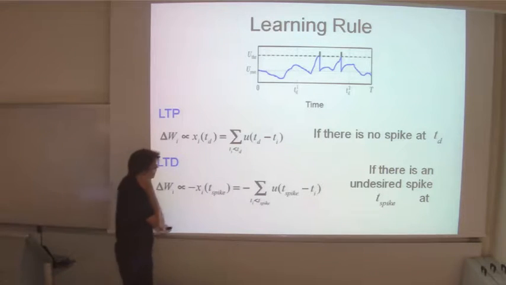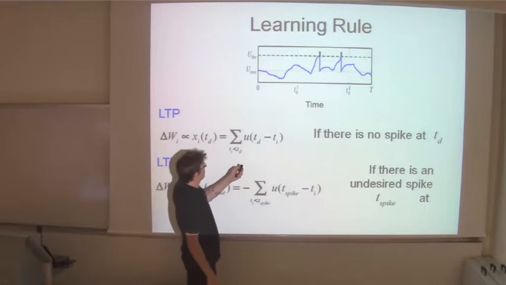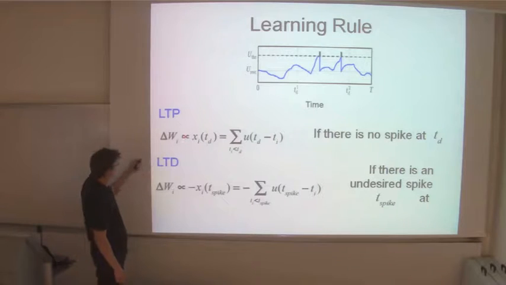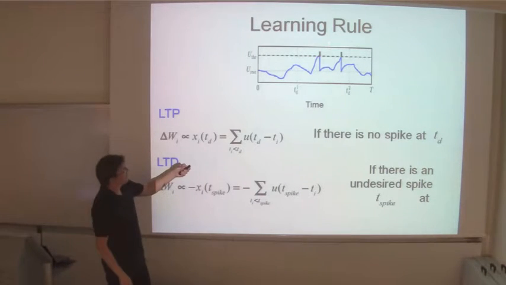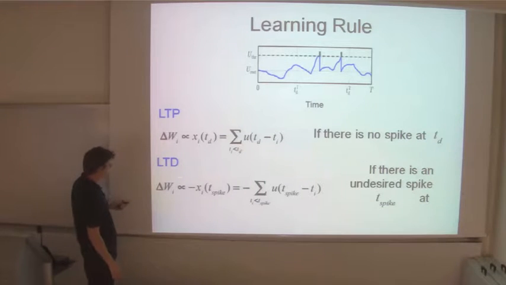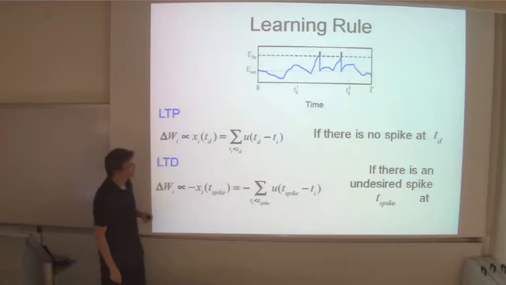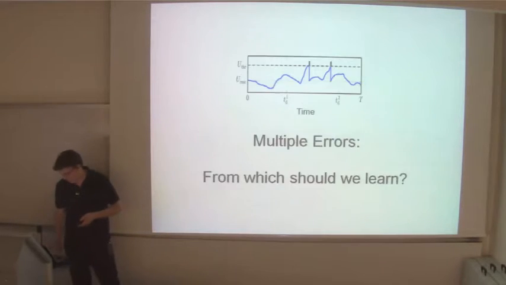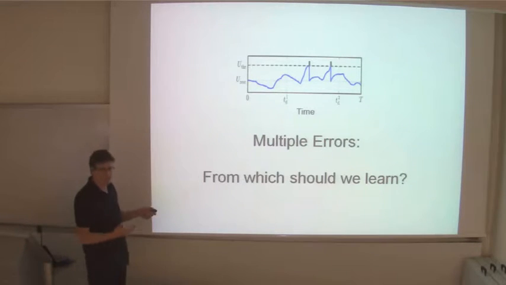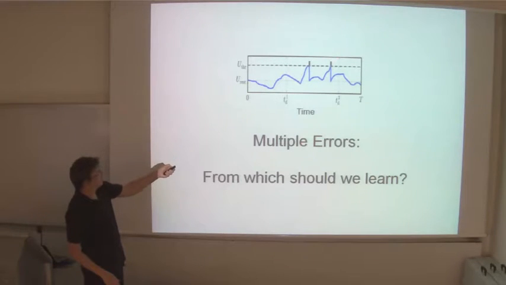So if we have no spike at the desired time, like here, we change the synapses proportionally to the contribution to the membrane potential of each input afferent, this x_i at the desired time. And if there was a spike at the wrong time, then we depress the synapses, we do LTD. The x's are all positive, so minus means you decrease it, and we change each synapse proportionally to the contribution of its afferent to the membrane potential at the time of the wrong spike. Okay? But we don't have just one error, we have many errors. So for example, in this example, we have 4 errors. We have no spike here, 2 extra spikes here, and no spike here.